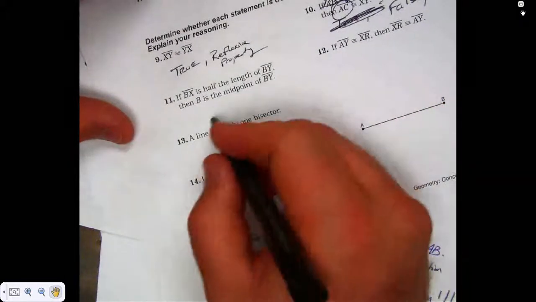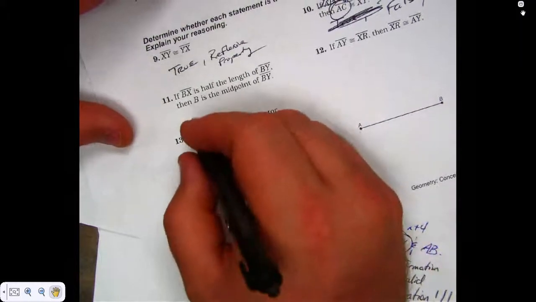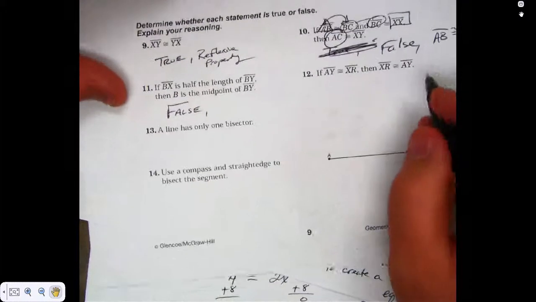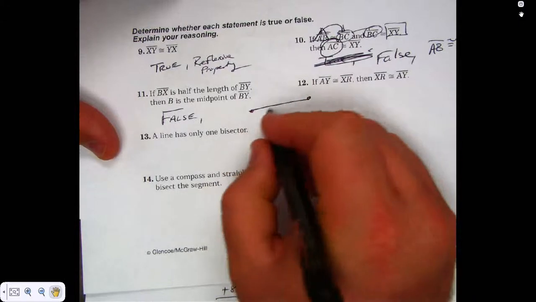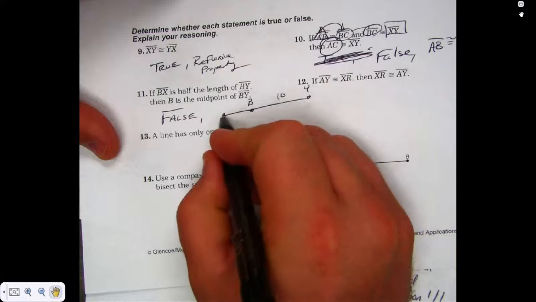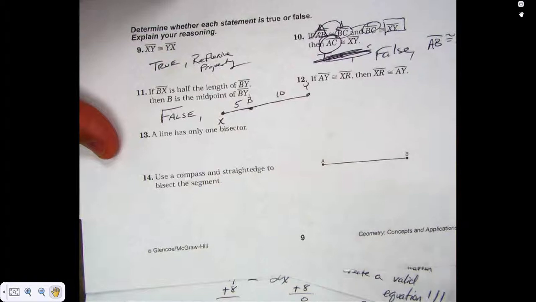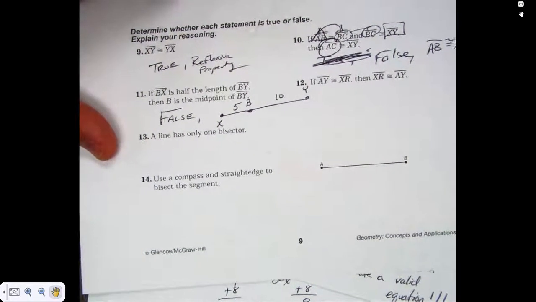BX is half the length of BY. Then B is the midpoint of BY. True or false? Can you think of an example where it wouldn't work? How about this? Let's say the distance from B to Y was 10. Then the distance from B to X was 5. X wouldn't be the midpoint, would it? But B sure wouldn't be the midpoint anyway.